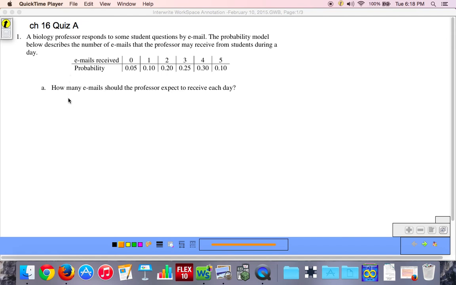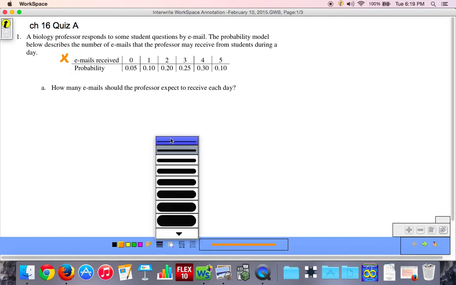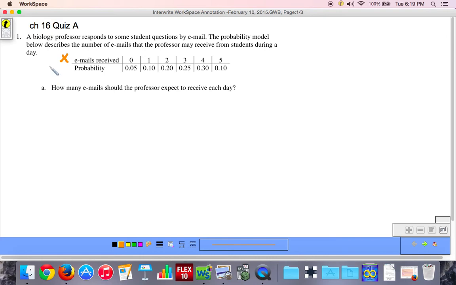Okay, so I'm just taking a look at Chapter 16, Quiz A. If you can just take a minute and read these two sentences along with me. A biology professor responds to some student questions by email. The probability model below describes the number of emails that the professor may receive from students during the day. We're going to let X equal the number of emails received. And then we're going to let the probability be P of X.